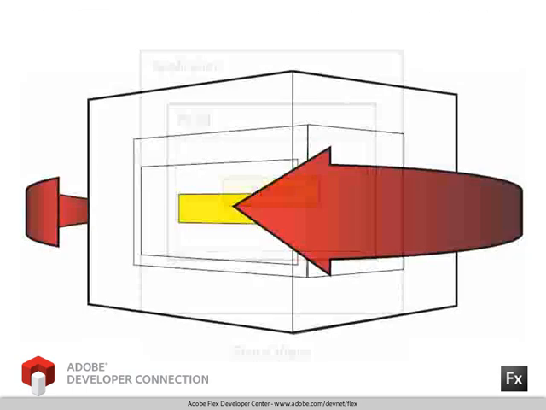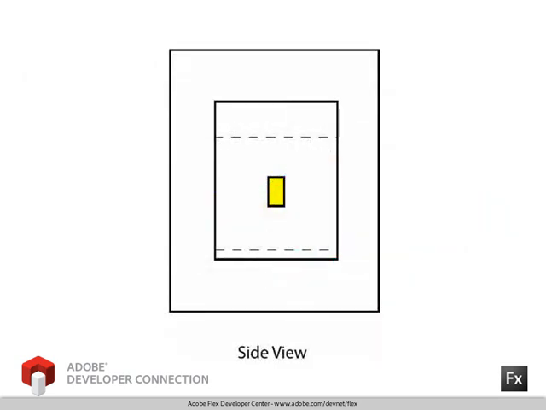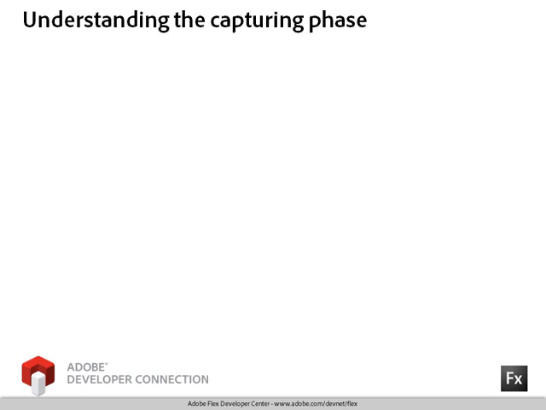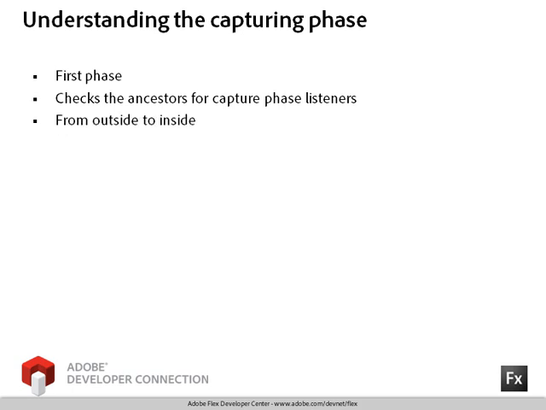Let's start by turning the application to its side view. You can see the button control represented in yellow in the middle and surrounded by both the panel and application containers. The capturing phase of event propagation is the first phase. Before the target object is checked for event listeners, the application will first check all of the parent or ancestor containers for listeners that are registered to this phase. The check will occur from the outermost ancestor to the ancestor which is the immediate parent of the target object.